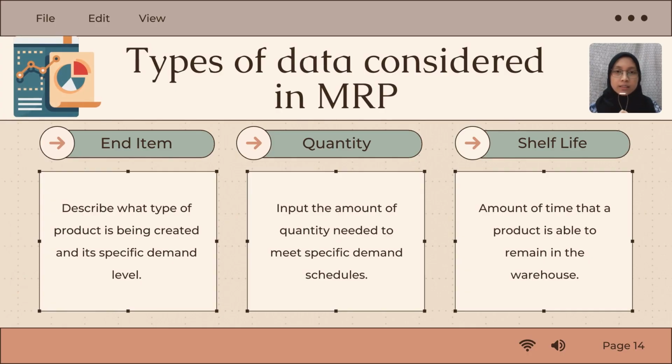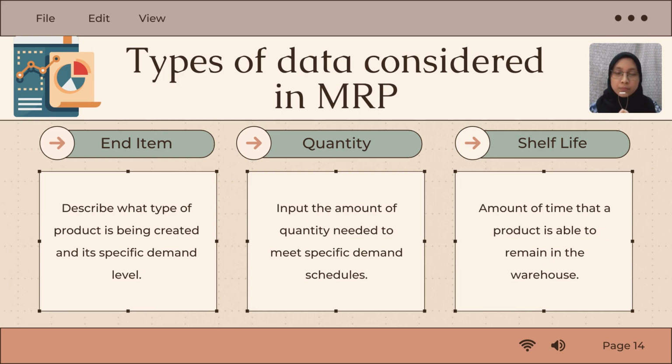Now, let's look at the types of data considered in MRP. There are several data that must be considered in an MRP scheme. The first one is an item. The MRP system requires the user to describe what type of product is being created and its specific demand level. This is sometimes called independent demand or level 0 in the bill of materials.